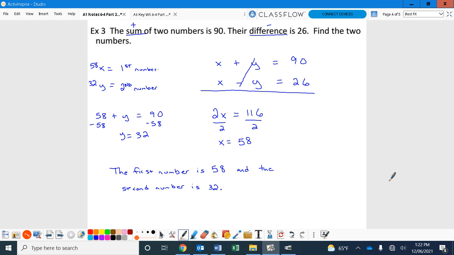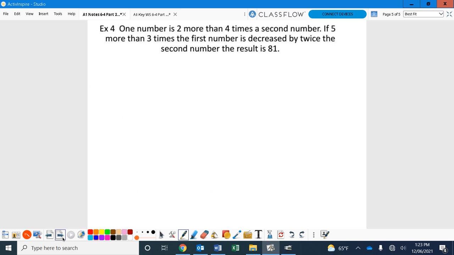Right. The next one is the same exact concept. It just has fancier equations, and because of the way they're written, this one lends itself much more to being solved by substitution than elimination like the last one. So let's show you what it looks like. We're still dealing with a first and a second number. So x is going to be equal to the first number, and y is going to be equal to the second number.